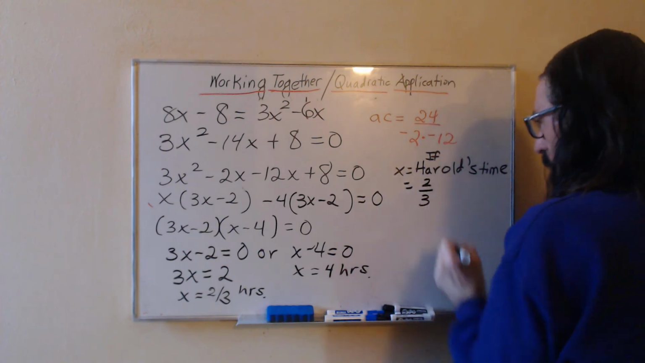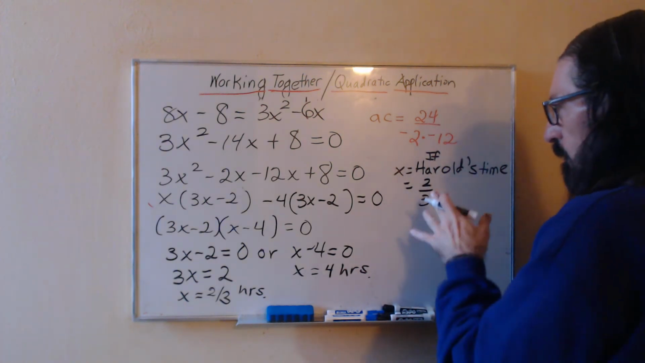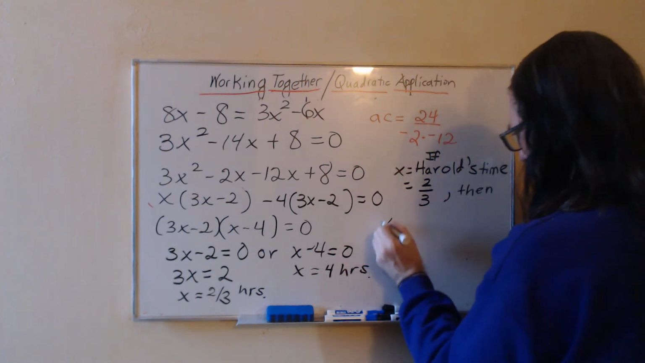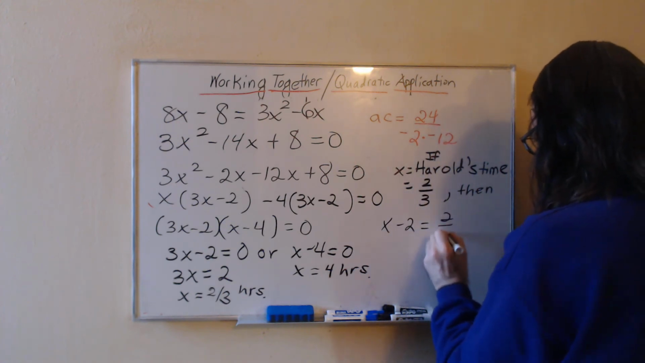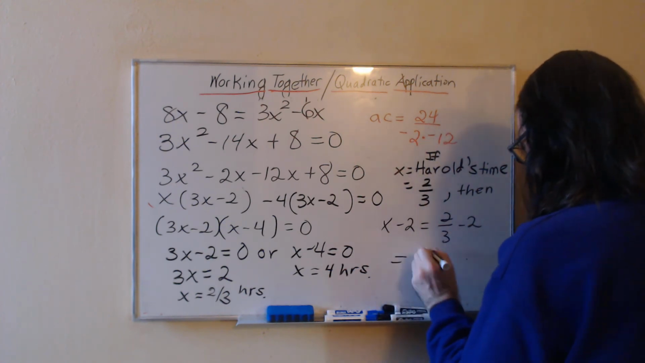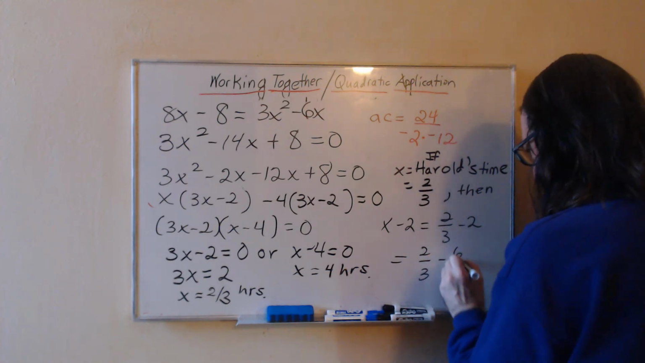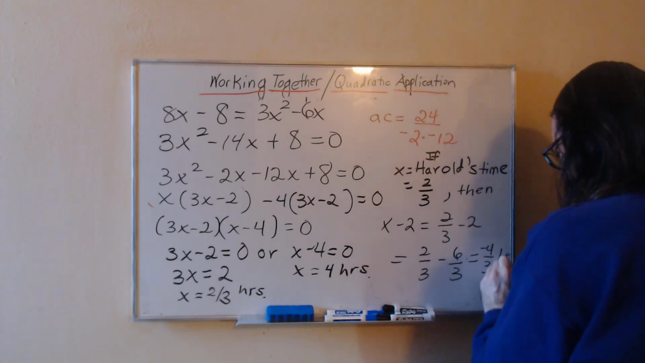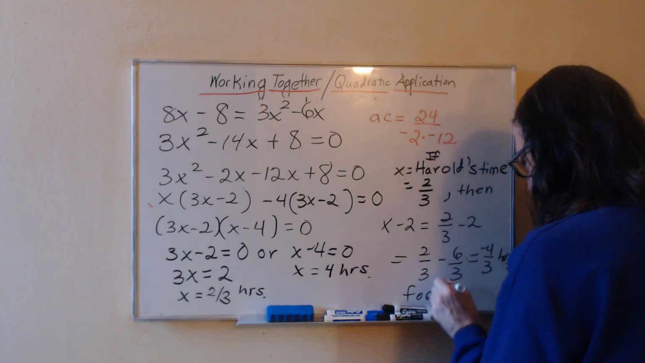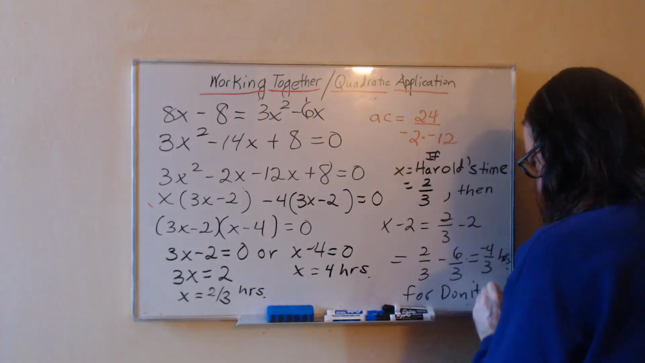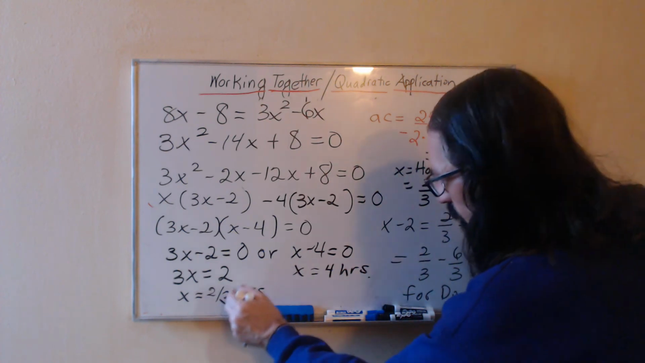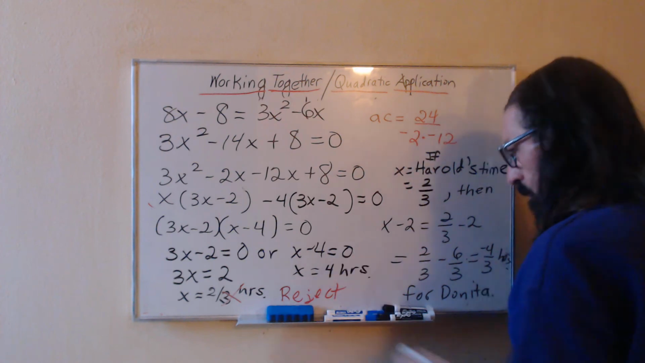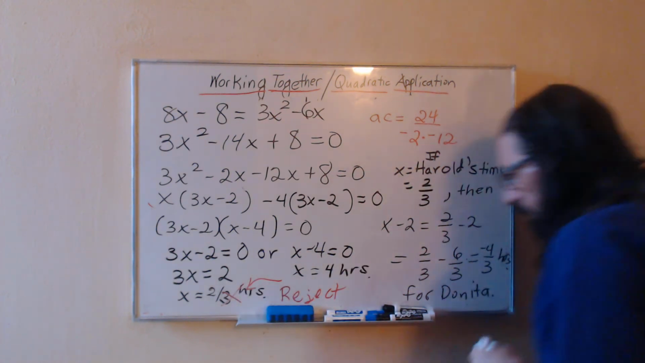two-thirds of an hour, and we subtract 2 so that we can figure out Donita's time, two-thirds minus 2 is going to give us a negative number of negative 4/3 hours for Donita. And that does not make sense. So we're going to be rejecting this. Keeping the x equals 4 hours.